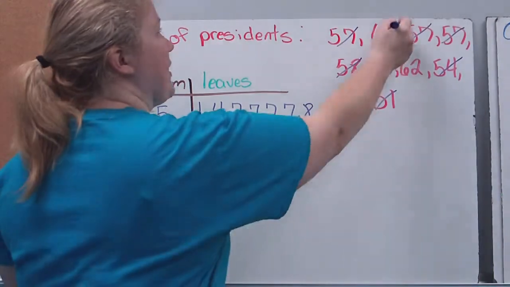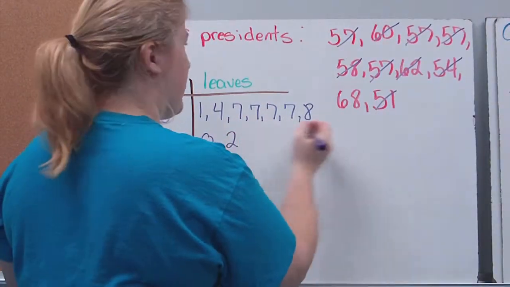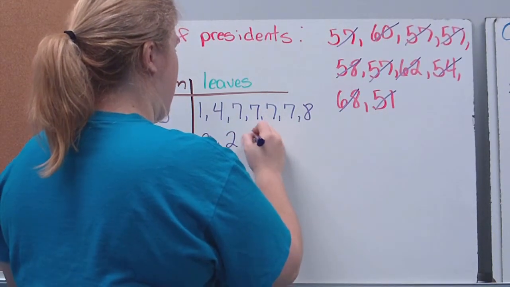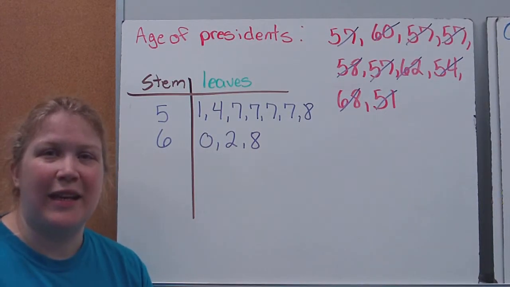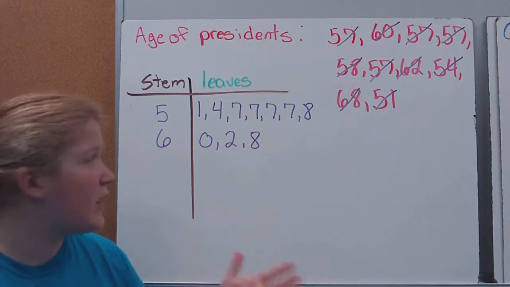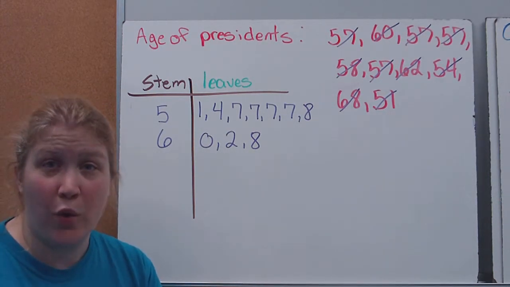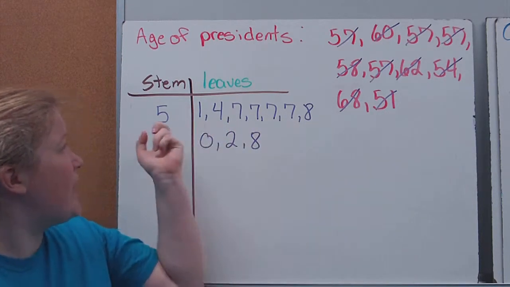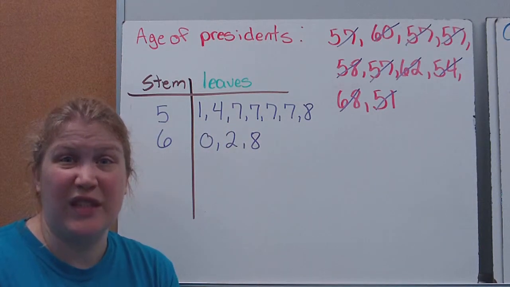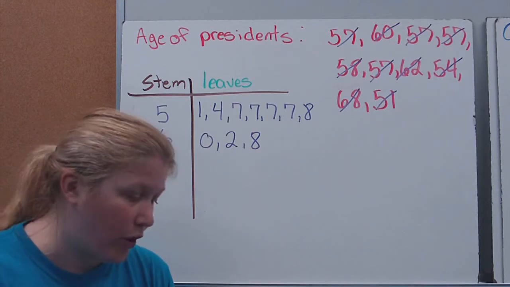Now I'm looking at my 60s. I have a 60, 62, and a 68. Okay? So I have my stem and leaf plot set up. Now I can use it to look at this. And what you'll find is this is actually a really convenient one for finding the mode. What number shows up the most? Well, you'll notice there's a whole bunch of 7s next to this 5, so the mode is 57. That's one that pops out right away on this type of chart here.